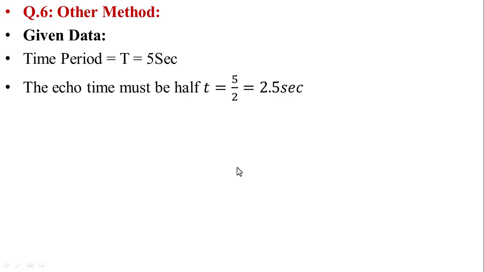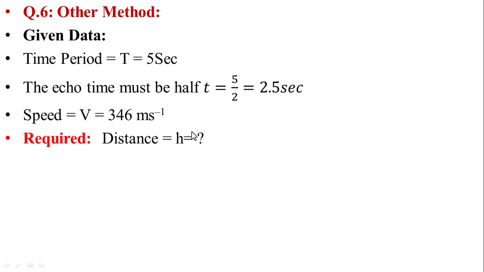In the other method, first of all, write the given data. Total time is equal to the time period. Then time period T is equal to 5 seconds and the echo must be half of the time. So the echo has half the time, then t is equal to 5 divided by 2 is equal to 2.5 seconds. Now the speed v is equal to 346 meters per second. We require the distance h is equal to question mark.